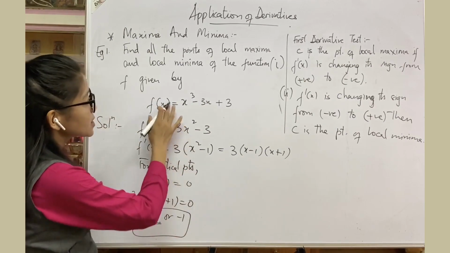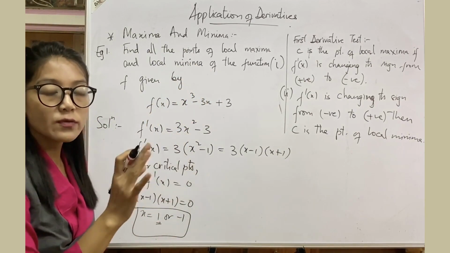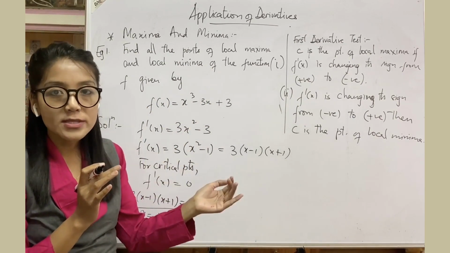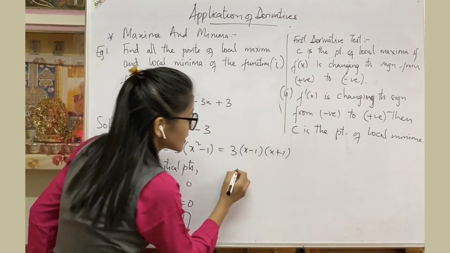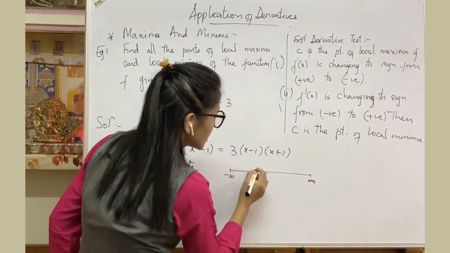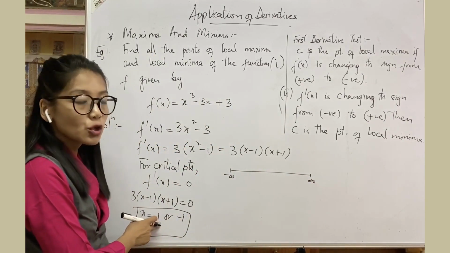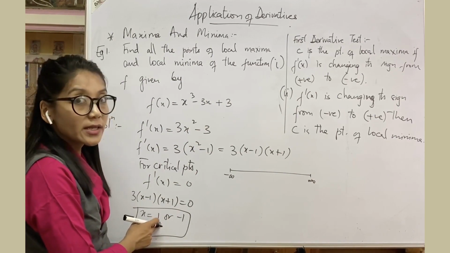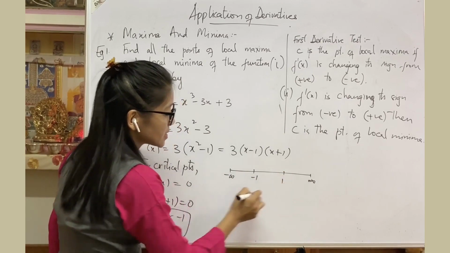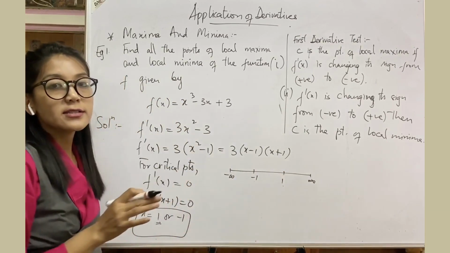Now, when your interval is not specified, your interval is the set of all real numbers. Always remember that. Real numbers means negative infinity to positive infinity. So it is somewhat like this, negative infinity to positive infinity, and you get two critical points, negative 1 and positive 1. Always remember to write the smaller number on the left-hand side. So you will write it like this. If you write 1 over here and negative 1 over there, then it's incorrect.